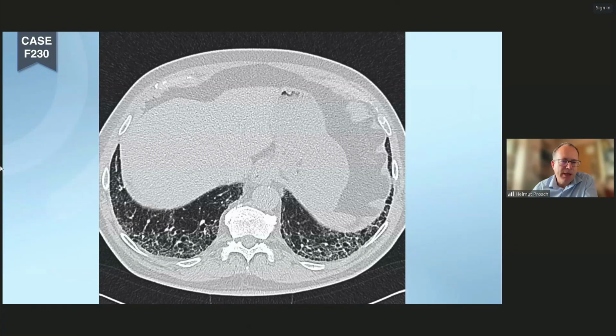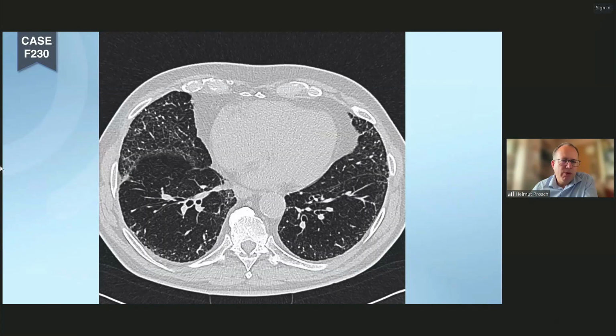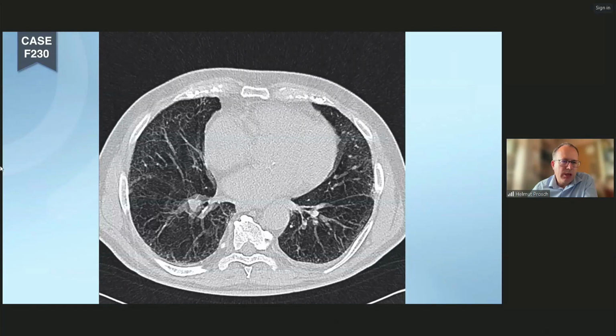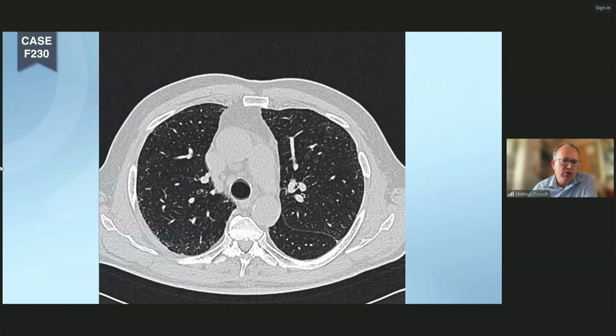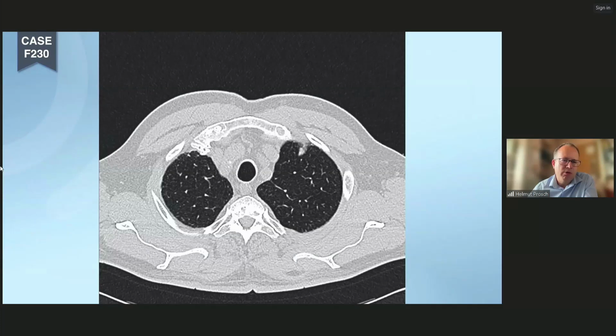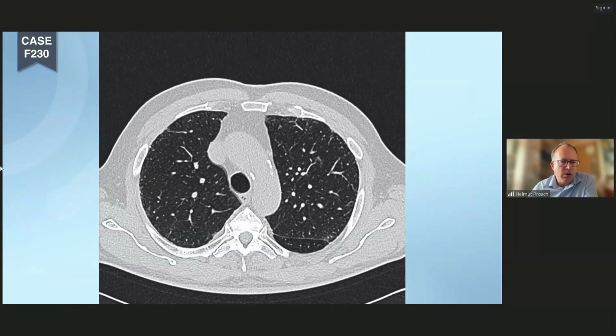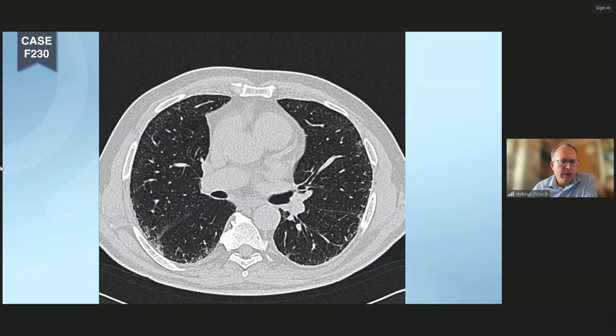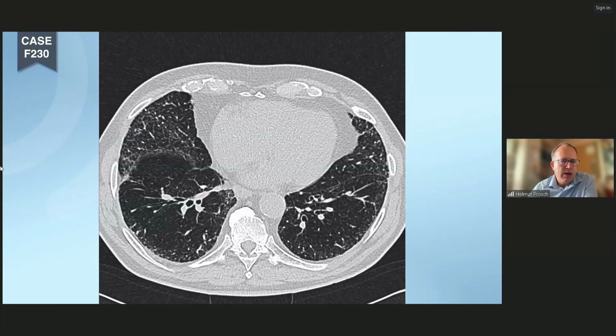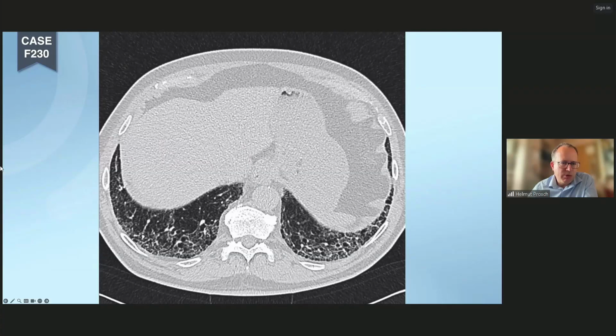And going up here now, you will probably agree that the apical parts don't look too bad. This is almost normal. I don't say completely normal, but it's almost normal. And going down, you clearly see this pronounced distribution in the lower lobes and dorsal parts of the lower lobes. But I don't see honeycombing.